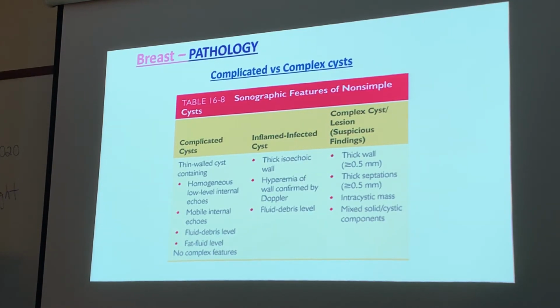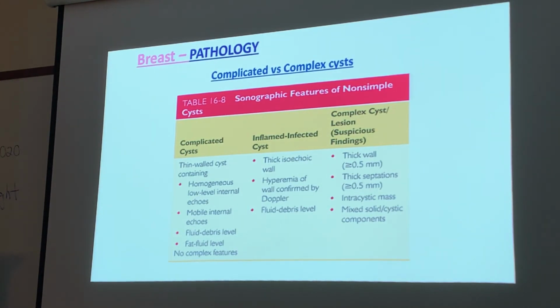Okay? Mobile internal echoes, meaning that if you have the patient turn to the side or if you move the breast to a certain angle, you're going to see that fluid level change. Okay? Fluid debris level, again, fat fluid level, and no complex features. Meaning you're going to have the hypoechoic fluid on the anterior part of the cyst, and the low level echoes posterior, right? Depending on the patient position, okay? Because it's going to work by gravity. The complex fluid is going to be on the dependent side of the body, because it's heavy. All right.